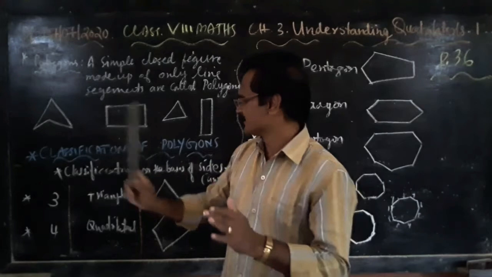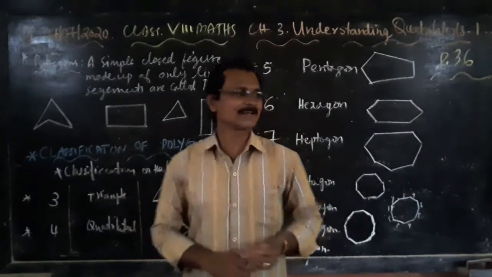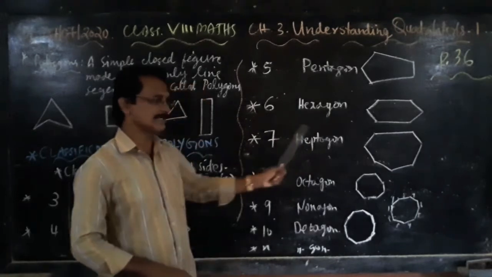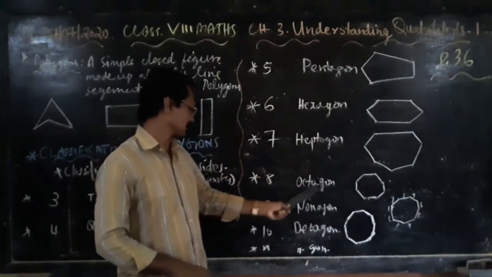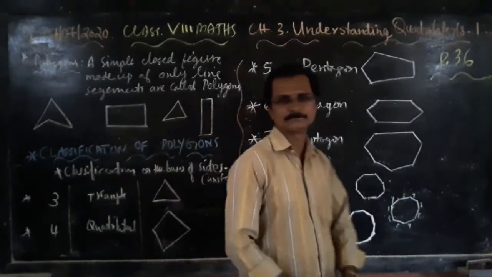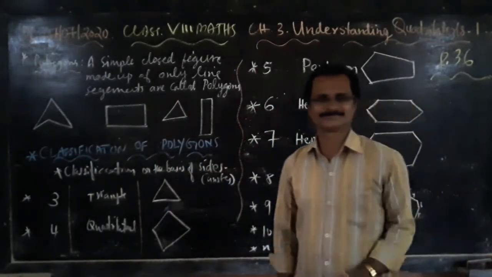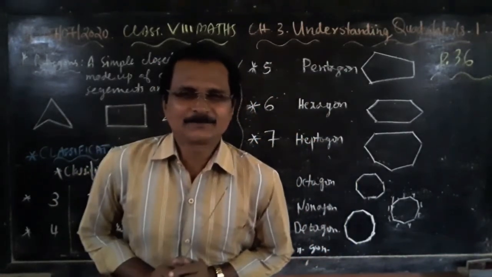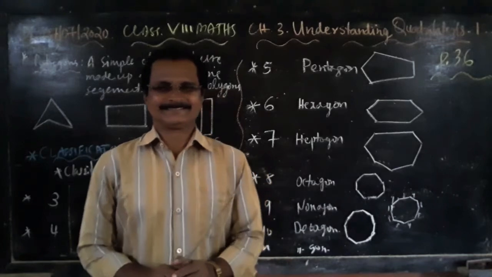3 sides, triangle. 4 sides, quadrilateral. 5 sides, pentagon. 6 sides, hexagon. 7 sides, heptagon. 8 sides, octagon. 9 sides, nonagon. 10 sides, decagon. This is very important. Memorize. You must know. This is compulsory. The types of polygons.